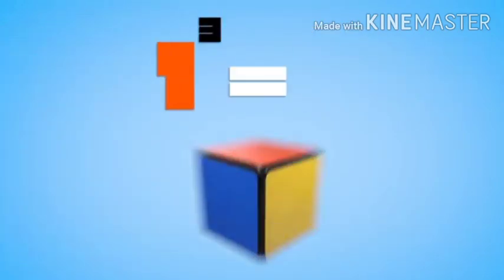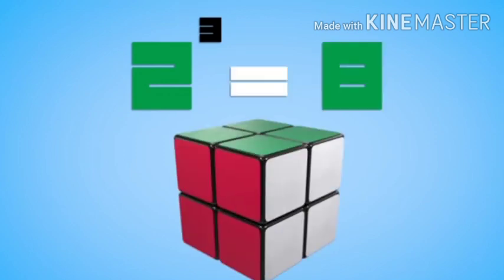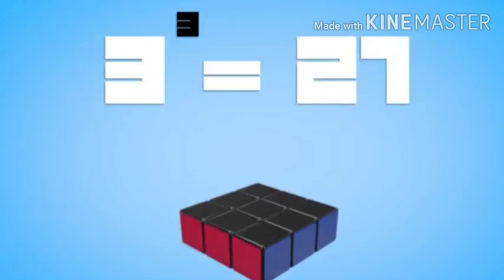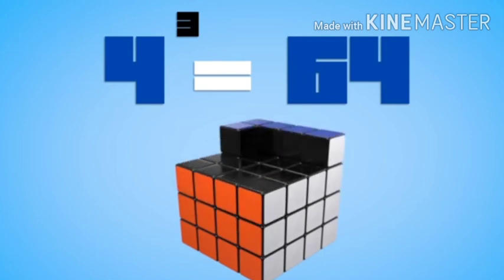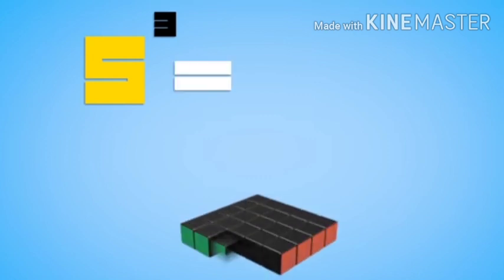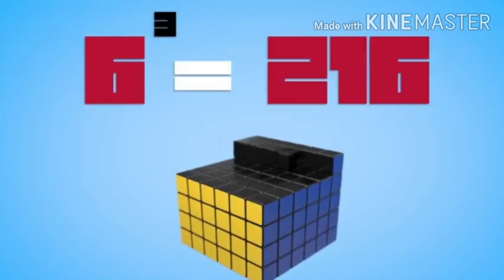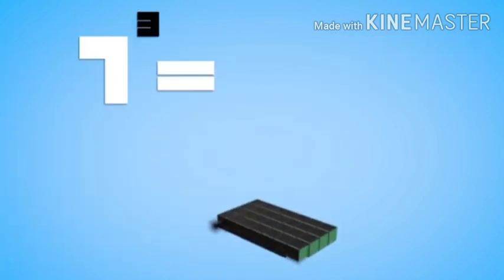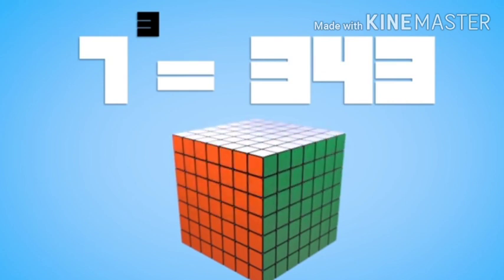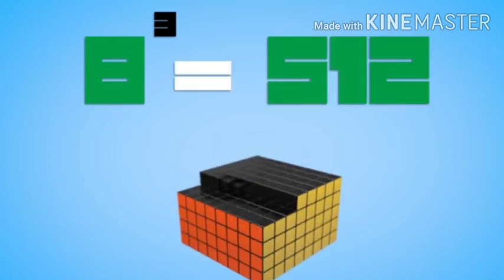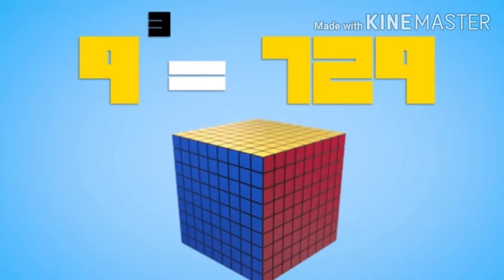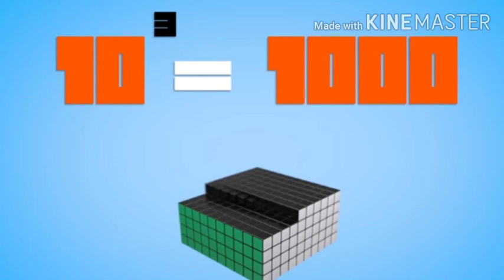1 cubed is 1, and 2 cubed is 8. 3 cubed is 27, and 4 cubed is 64. 5 cubed is 125, and 6 cubed is 216. 7 cubed is 343, and 8 cubed is 512. 9 cubed is 729, and 10 cubed is 1000.